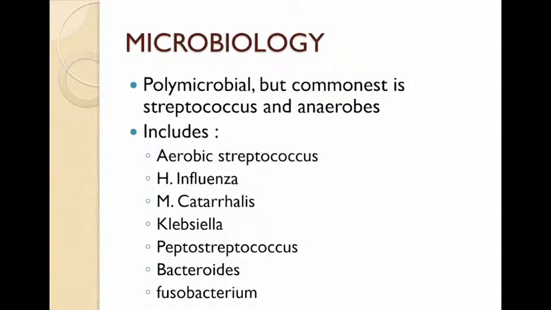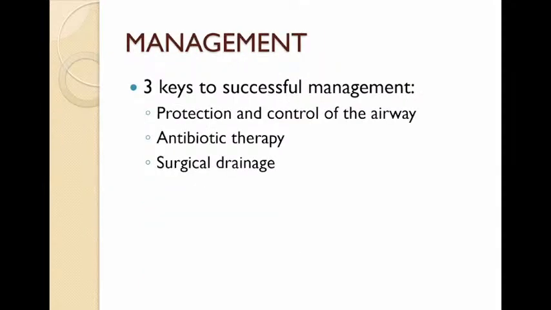So organisms involved, usually polymicrobial, you have the streptococci and anaerobes, okay? Others commonly involved are anaerobic streptococci, H. influenzae, Moraxella catarrhalis, Klebsiella, okay? For the retropharyngeal abscess, usually strep and staph are common. Because of the immunizations, H. influenzae and M. catarrhalis have kind of gone down in their presentation or their epidemiology of this situation.